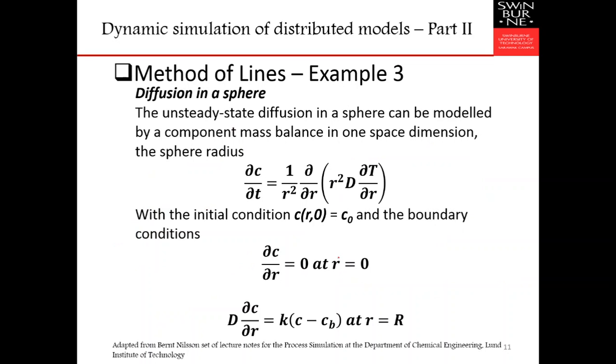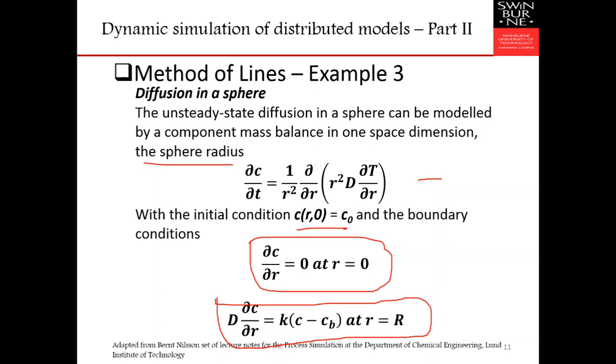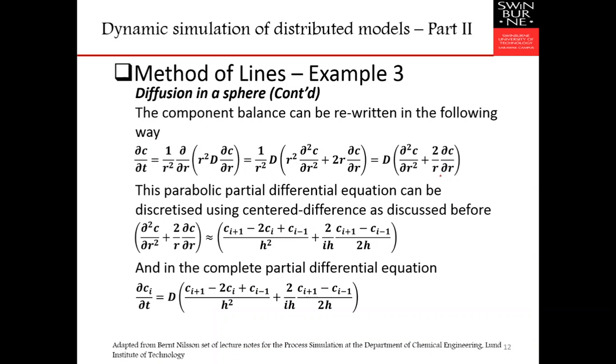If I continue a little bit on example 3, where we have diffusion in a sphere, here it's more on the mathematical derivations. The transient diffusion in a sphere can be modeled by a component mass balance in one space dimension, the sphere radius. These will be the equations. And then we will have the initial conditions here and 2 boundary conditions here. This boundary condition is the von Neumann boundary condition, and this one is a Robin boundary condition. And the component balance can be rewritten in the following way.